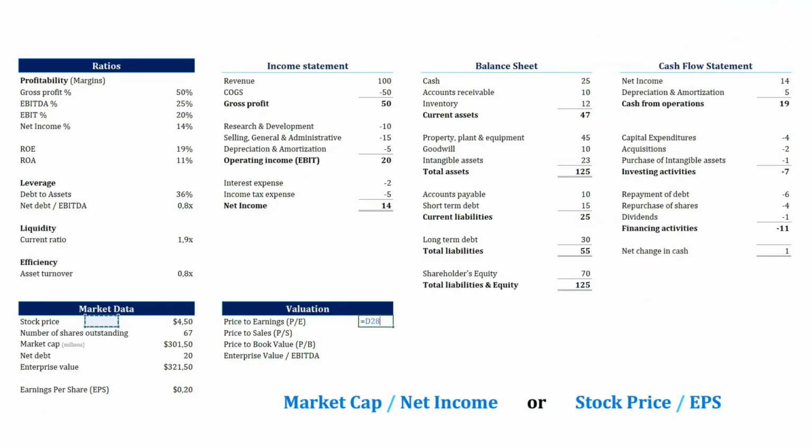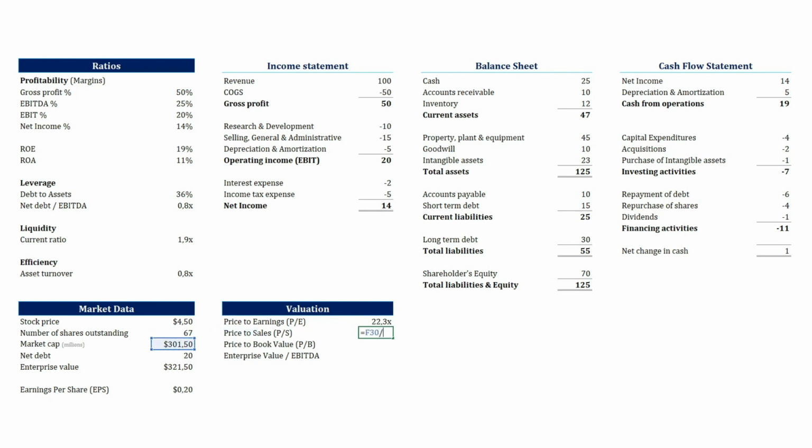When calculating the P/E ratio, we can use two formulas. We can divide the market cap by the net income, or divide the stock price by the EPS. As you can see, we get the same result. Price to sales is the result of dividing the market cap by sales. We'll continue with price to book. We divide the market cap by the shareholders' equity. And finally, we will take the enterprise value and divide it by the EBITDA. Remember to add the parentheses so that it is calculated correctly.